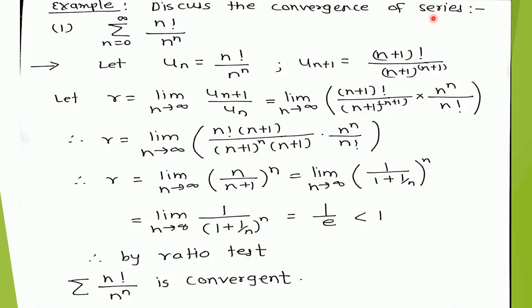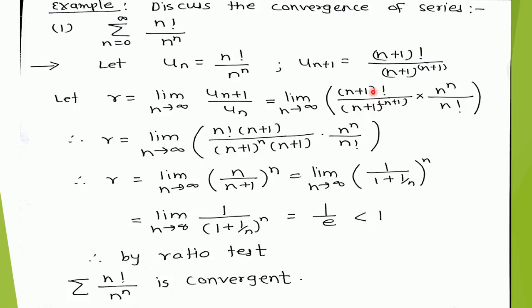Discuss the convergence of the series n factorial upon n raised to the n. This is the nth term, this is the n plus 1th term of the series. To get the n plus 1 term, replace n by n plus 1. By the definition of the ratio test, r is equal to the limit as n tends to infinity of the n plus 1th term of series u upon the nth term of series un. These are simple calculations.